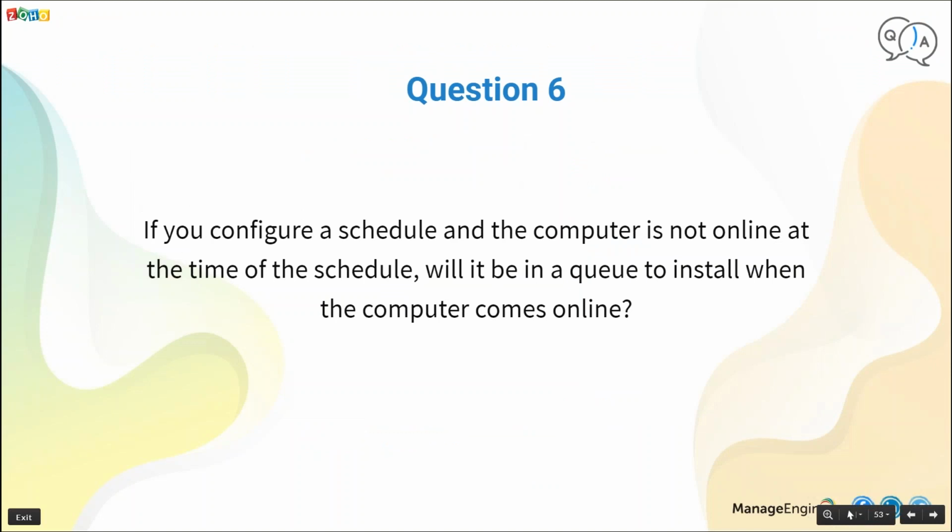Sixth one, if you configure a schedule and the computer is not online at the time of the schedule, will it be in a queue to install when the computer comes online? No, the workflow here is, if we have the window time as 10 to 12 and the machine is down between 10 to 12, when it comes up after 12 p.m., it will have the packages installed only on the next available schedule. That is, the very next day when it reaches 10 p.m., the deployment will be invoked.